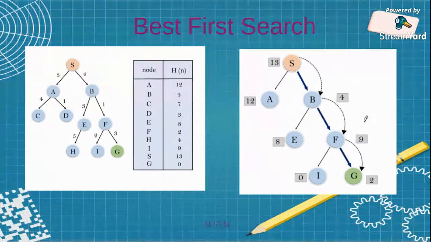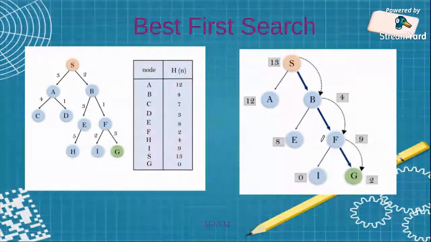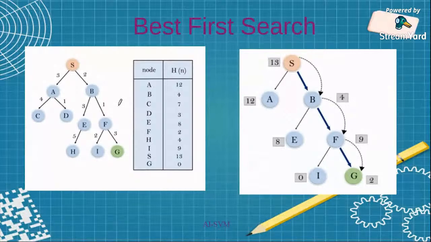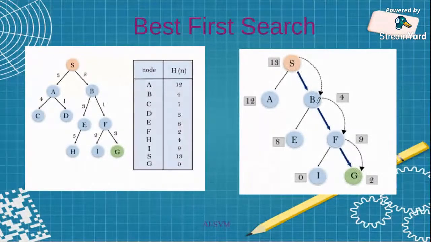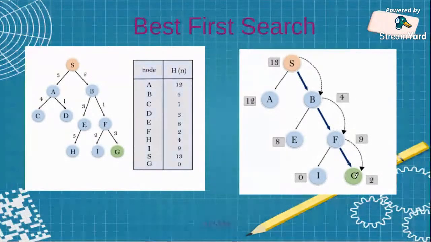And once we are at F, you just check where all you can go. You can go to I, you can go to G. I says it is 9 and G says it is 0. So definitely G makes sense. So we jump to G and we reached our goal. So from S to B, B to F, F to G is the path we have to take to reach here.